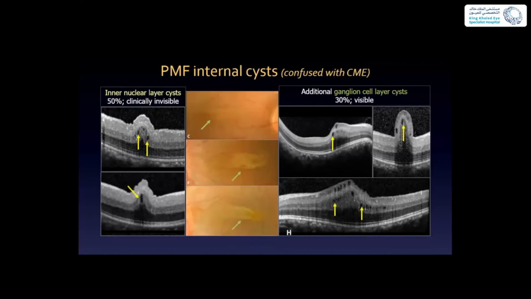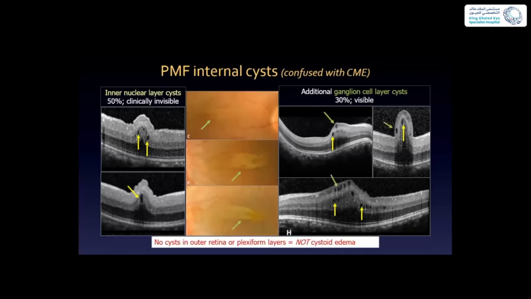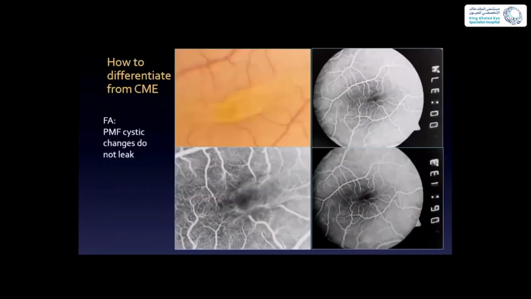And those are obviously misdiagnosed as CME. Here they are. They're more superficial and therefore visible on the clinical exam. But again, remember, there are no cysts in the outer retina or the plexiform layer. So this is not cystoid edema. And if you do a fluorescein angiogram, these folds do not leak.